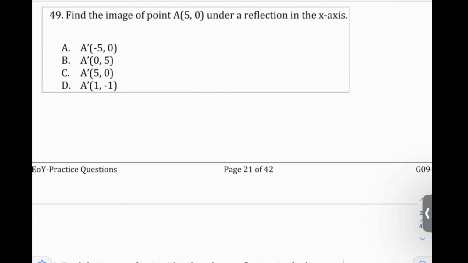Question 49, find the image of point A (5, 0) under the reflection in the x-axis. Under reflection in the x-axis, (x, y) turns to (x, -y). What does that mean? It means we are changing only the sign of the y. Y is 0, so we are also not going to change the sign. So we will leave this as it is, (5, 0).